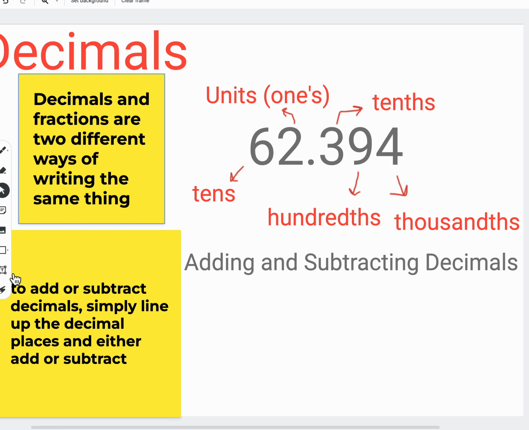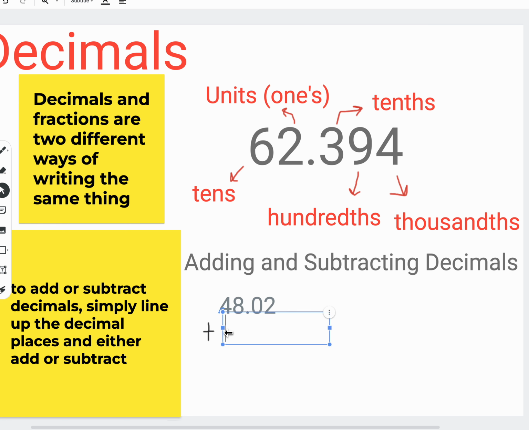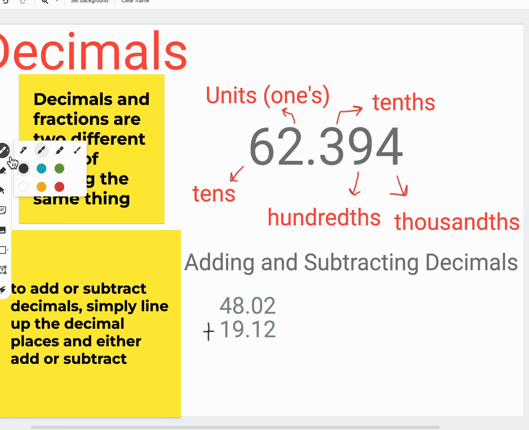For example, 48.02 plus 19.12. Notice here we will line up the decimal places. Here are our decimal points. Let's line them up. And then we can simply add, making sure to bring down our decimal point so we don't forget that.